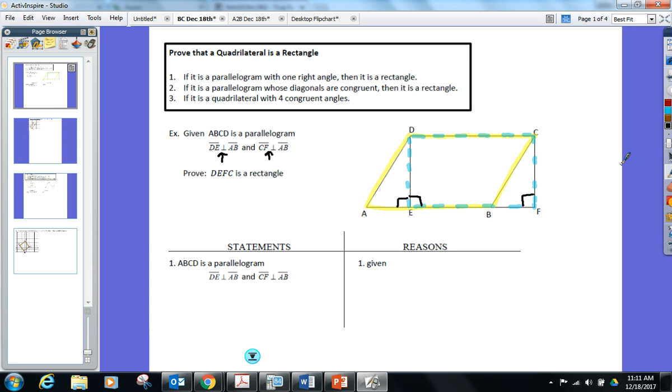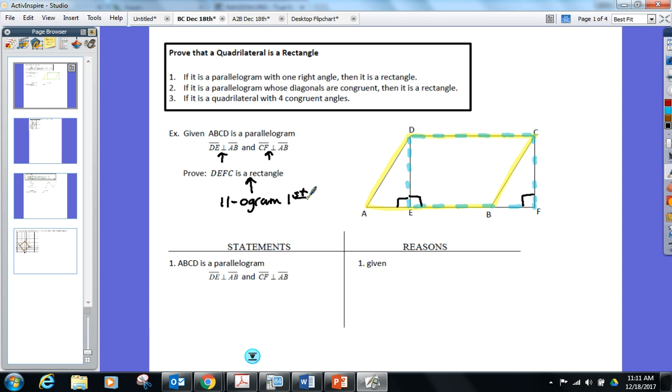Before you can show it's a rectangle in any of these proofs we're going to do, you need to tell me it's a parallelogram first. And we have a little bit of experience in that. You may not be confident in that experience, but we got a little bit of experience in it. Show me DEFC as a parallelogram. So let's do that first as a class. I'll take over the rectangle part at the end. Show me DEFC as a parallelogram.